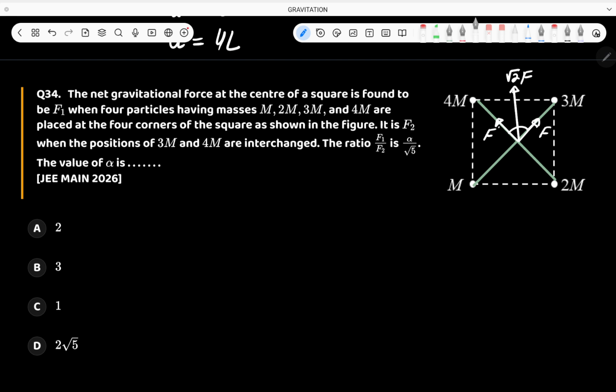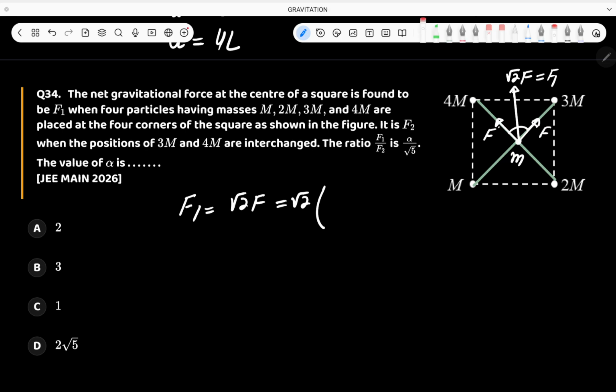Why? Because this angle is 90 degrees. Is that clear or not? Now this force is simply equal to F1. Let me write down this F1. This F1 will obviously be equal to root 2 into F. Root 2 F is the force because of, let's suppose, the particle at the center, that is small m. Now F is the force because of twice m.